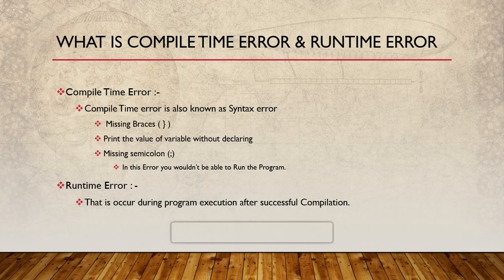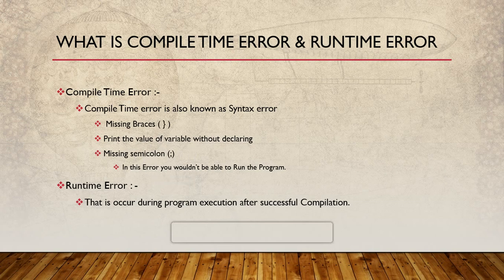A runtime error occurs during program execution after successful compilation. So let's say when a runtime error occurs, the program also compiles and runs, but runtime errors are like array index out of bound, and an integer value divided by 0 is also a runtime error.